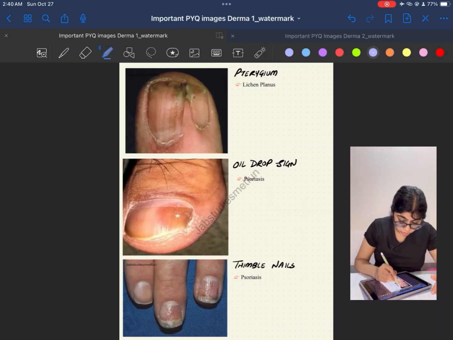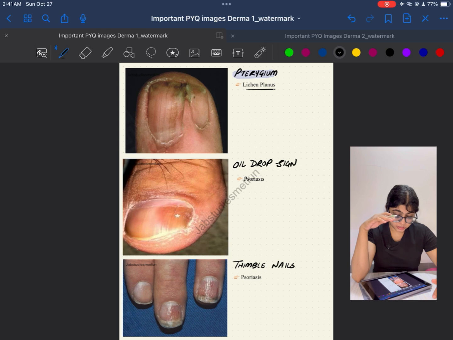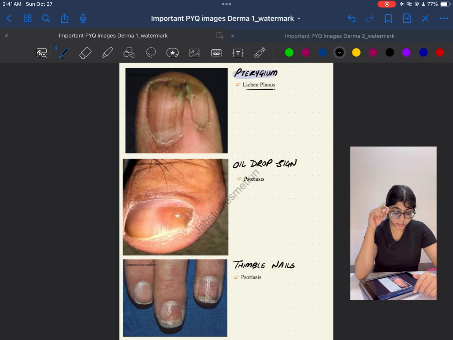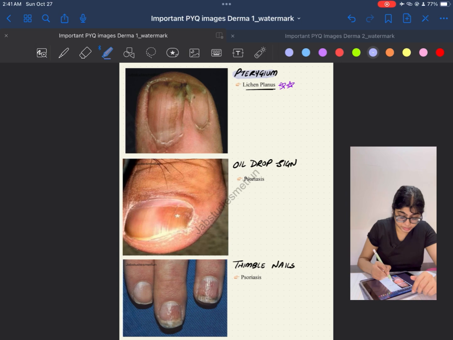Next one is a very common question asked in the exam, that is pterygium, and it is seen in lichen planus. What is pterygium is the epithelial tissue or the skin at the bottom of the nail root. It will come forward in a triangular projection and it will invade the nail bed. That is what's pterygium, and it is characteristic for lichen planus. Another important PYQ and expected question in the exam.